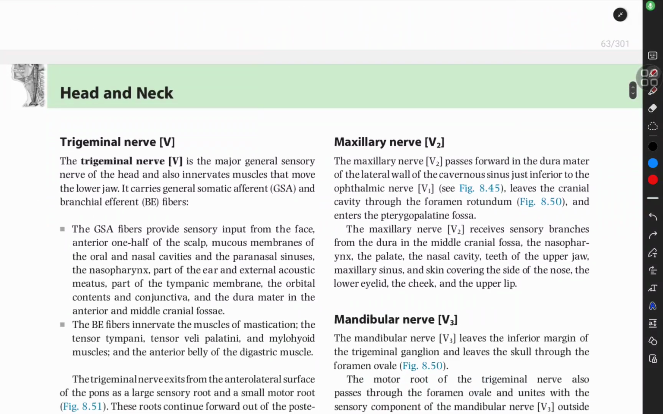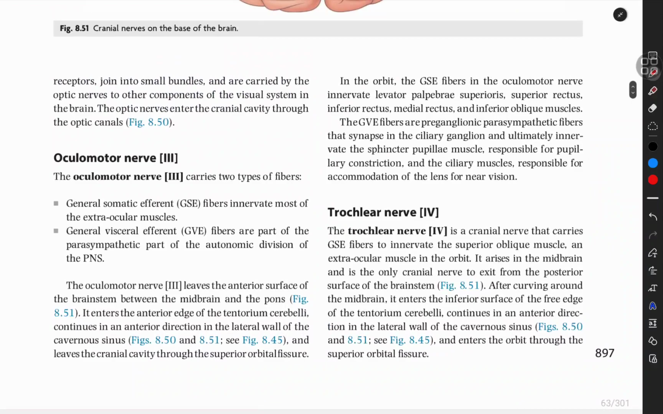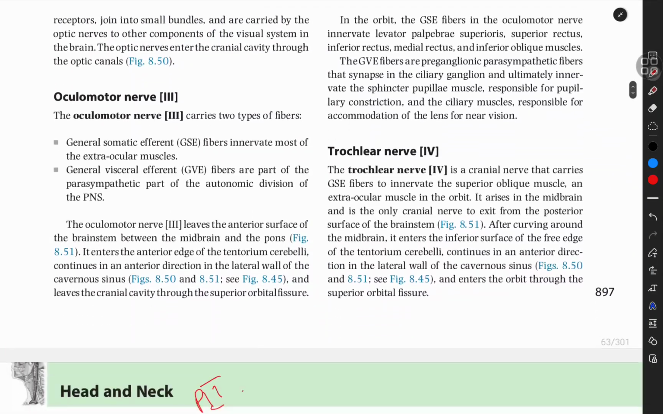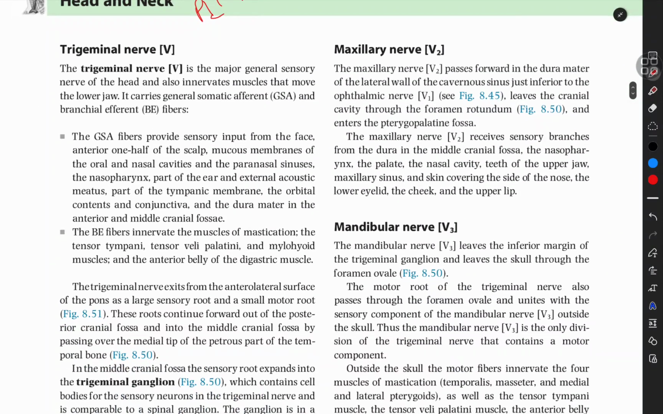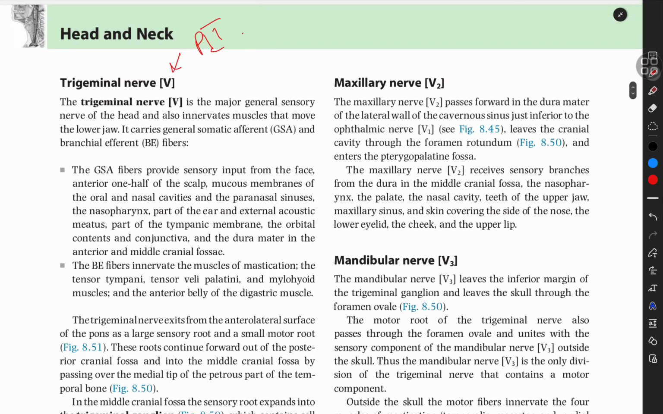Hello everyone. So today we will be doing head and neck part 2. We're skipping much of the details like the oculomotor nerve, trochlear nerve, and olfactory nerves because they're not part of the syllabus this semester. So we will be continuing with the trigeminal nerve. The brain is also not included, which is unfortunate but also fortunate. So without further ado, let's jump right in.